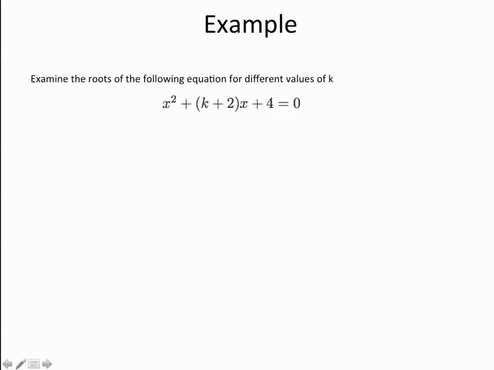So this is an example, quite a simple example, but a good one nonetheless, of the kind of problem we can be asked about quadratic equations and their roots. Here's a quadratic: x squared plus (k plus 2)x plus 4, where k is a constant value and it changes the coefficient in front of x. And we're asking, as we change k, what happens to the roots of this equation?